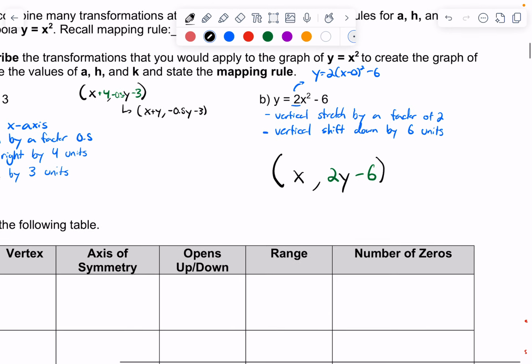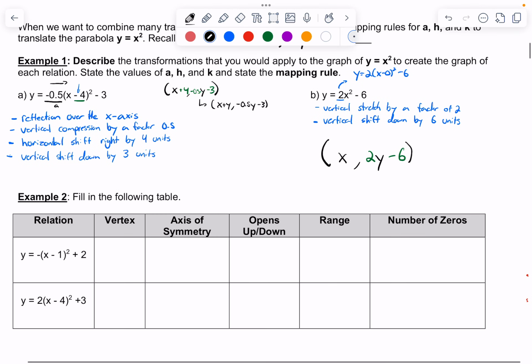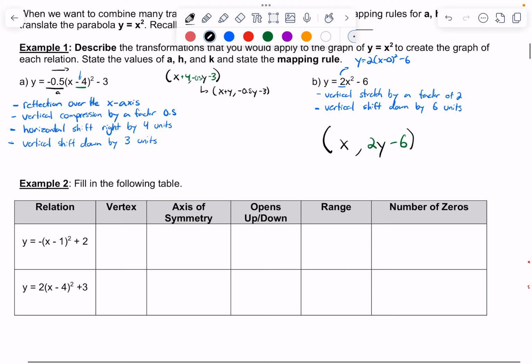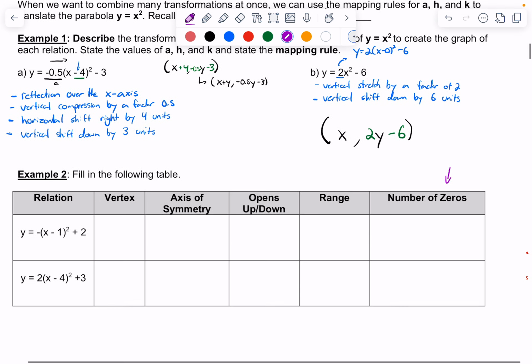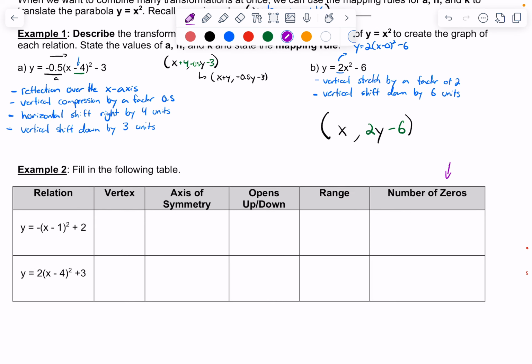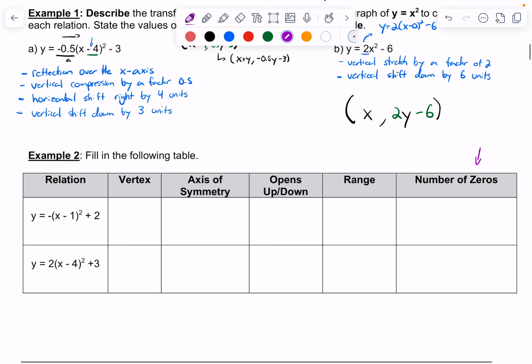Okay. So fill in the following table. Example 2. The only really new thing here is this column right here, and so I'll spend some time going through that column. But let's start with the first part. State the vertex. Well, the vertex is at your h and your k. So because I see -1 there, it's actually +1, 2.